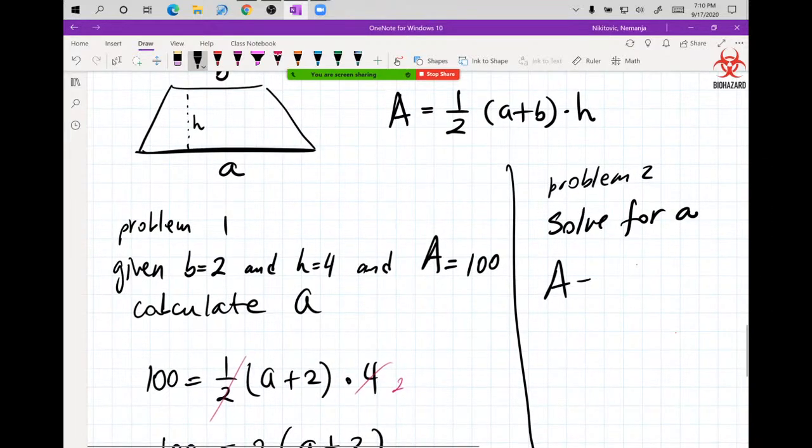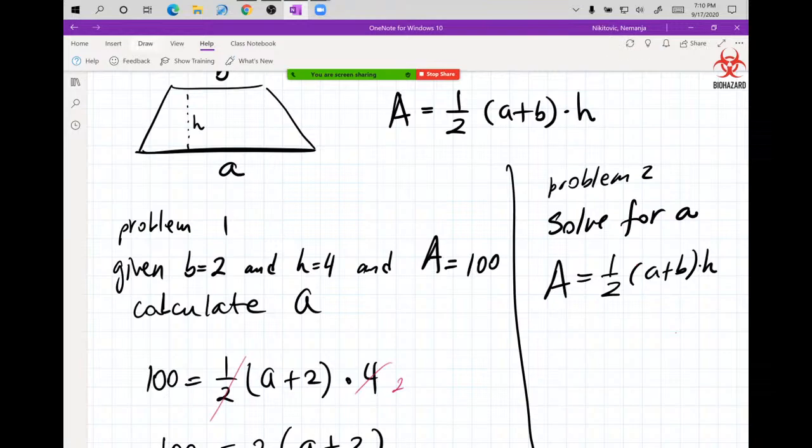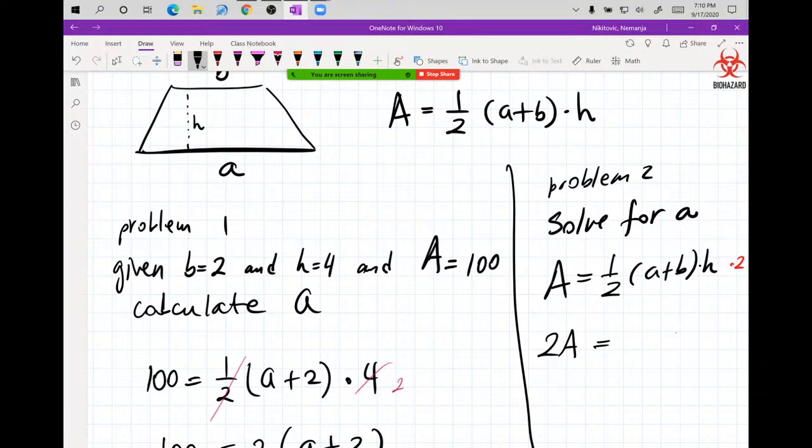So you would start with 1/2 a plus b times h, multiplying the entire equation by 2. And that would give you 2a on the left, and on the right, the reason why I multiplied by 2 was to kill the fraction, because 1/2 times 2 is 1, or you can say 2 divided by 2 is 1, or you can say they are multiplicative inverses, therefore they multiply into 1. Whatever way, they will be gone. And what's left is h times a plus b.